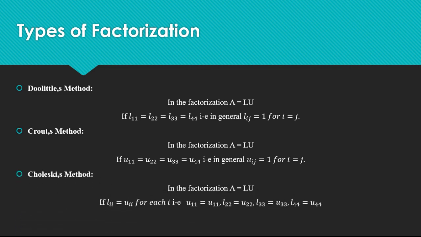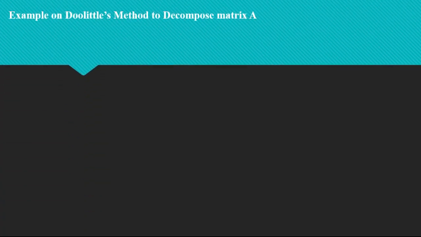In the next lecture, we will discuss Cholesky's method, through which we can also decompose a matrix A into the lower and upper triangular matrix. In Cholesky's method, the main diagonal entries of the lower and upper triangular matrices are the same. So let us start the discussion with Doolittle's method.